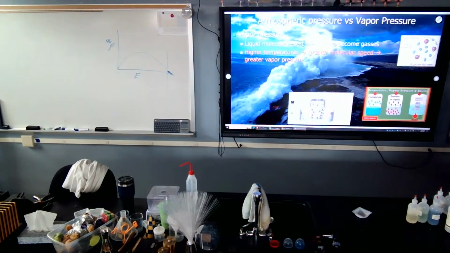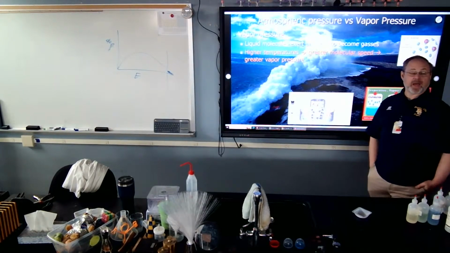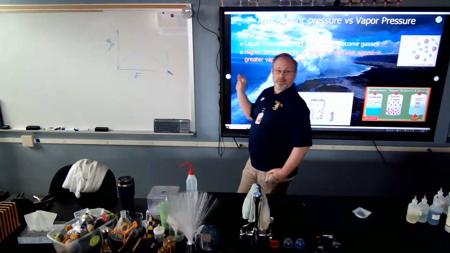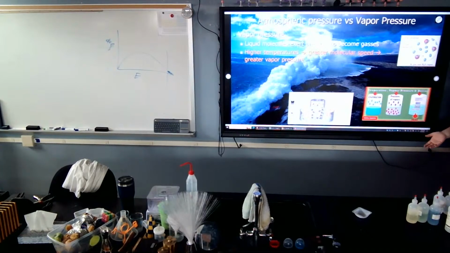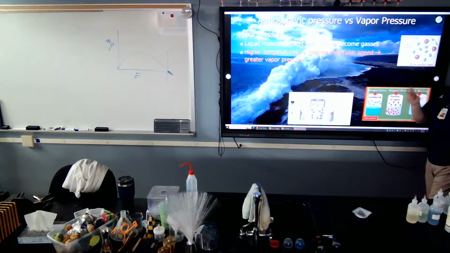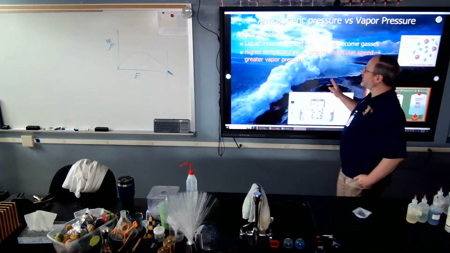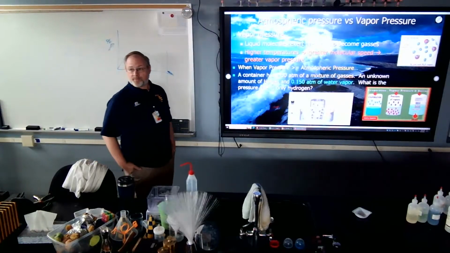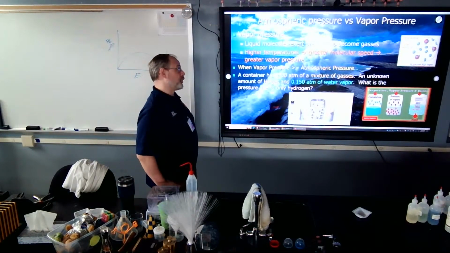So in vapor pressure, we have liquid molecules exerting pressure to become gases. And if you have higher temperatures, this distribution shifts over and you have higher vapor pressure because you have more molecules pushing into the gas phase. And eventually it gets so hot it boils, then you have very high vapor pressure. So when we collect gas over water, there's always going to be a little bit of water vapor in the gas, unless we remove it and make it dry gas.